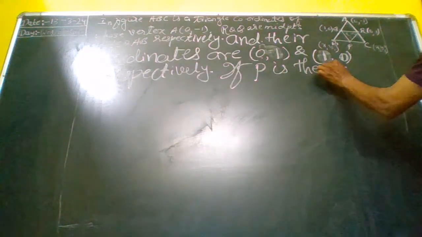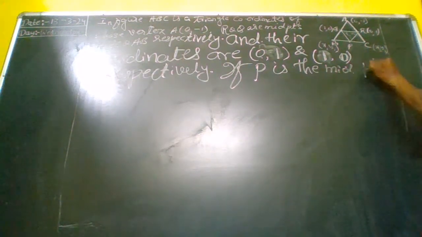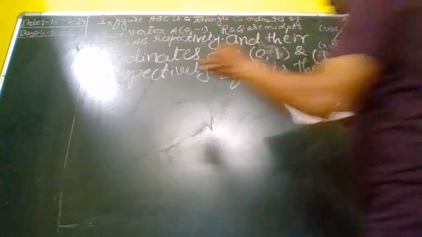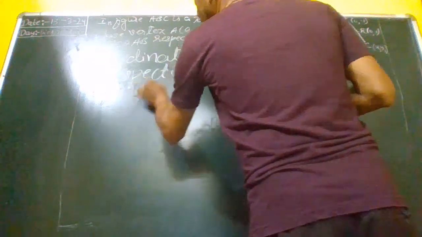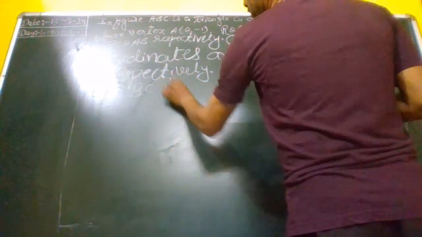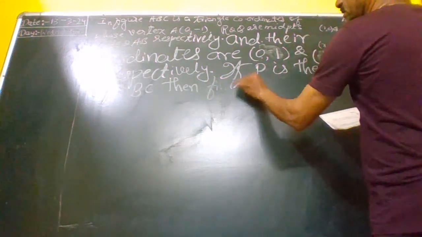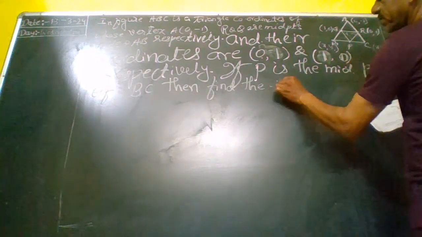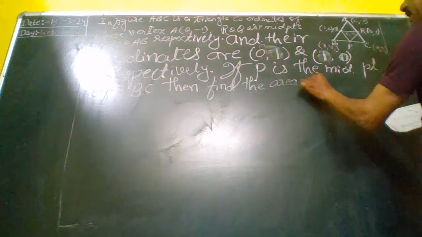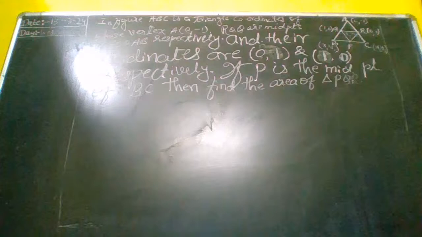If P is the midpoint of, okay, I will change. If P is the midpoint of BC, then find the area of triangle PQR. Triangle PQR. We have to find out the area of triangle PQR.